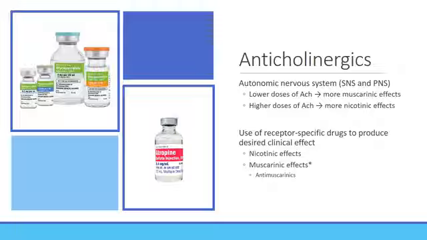It's really these anti-muscarinics that we use on a more regular basis. These would be drugs like atropine or glycopyrrolate, and we're able to selectively inhibit the muscarinic receptors and block a lot of the actions of acetylcholine at those muscarinic type receptors.